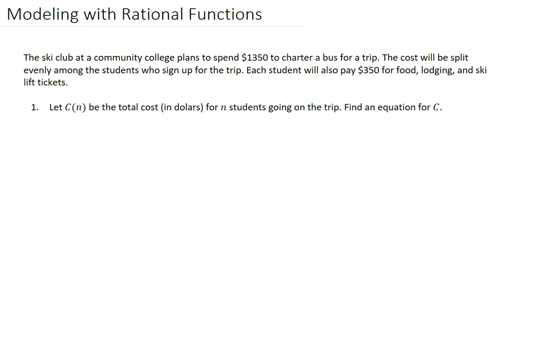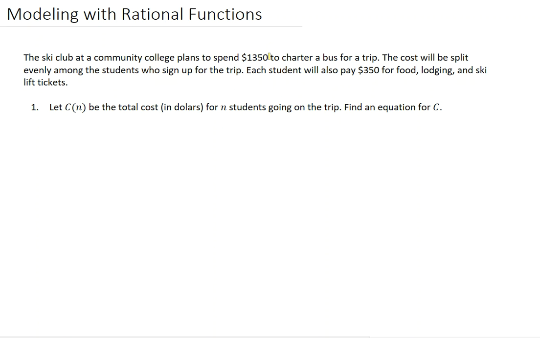we're going to let C of n be the total cost in dollars for n students to go on the trip. And we need to find an equation for C. So with this, basically C is the total cost of going on the trip. I should back up and say this is the total cost for everybody together, not the total cost for one person. This is the total cost for the entire group together.